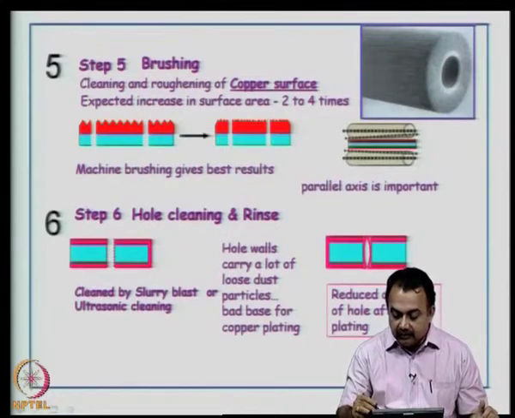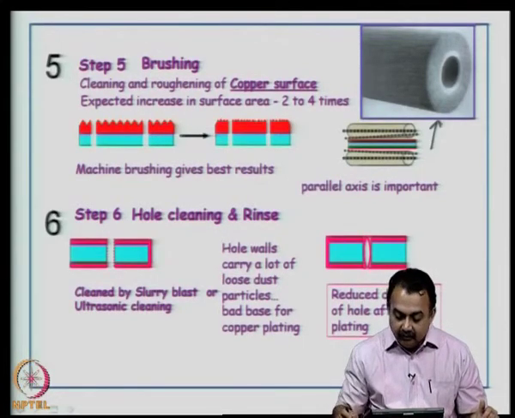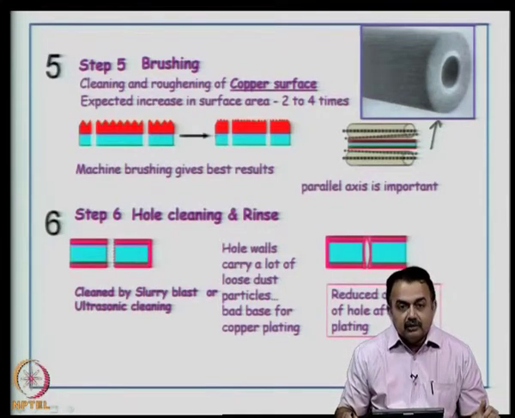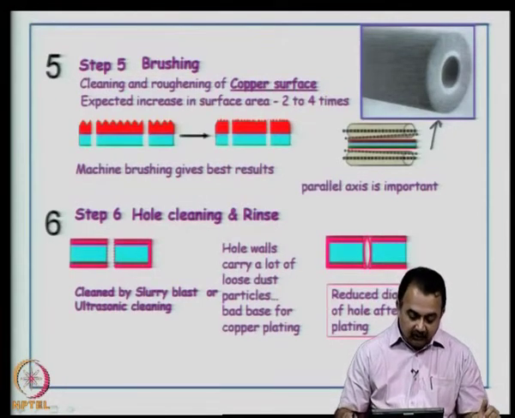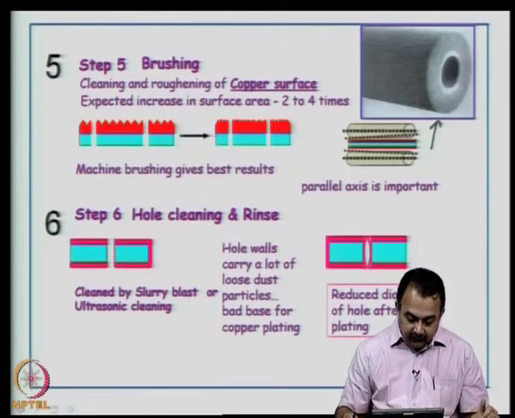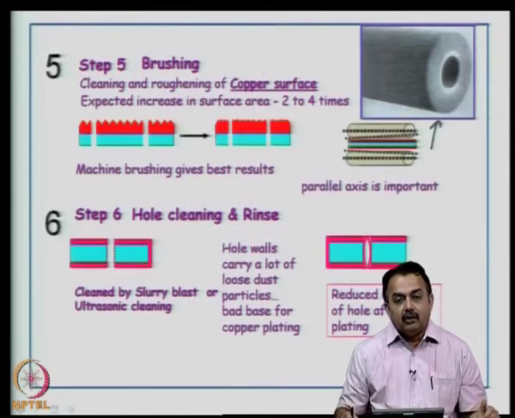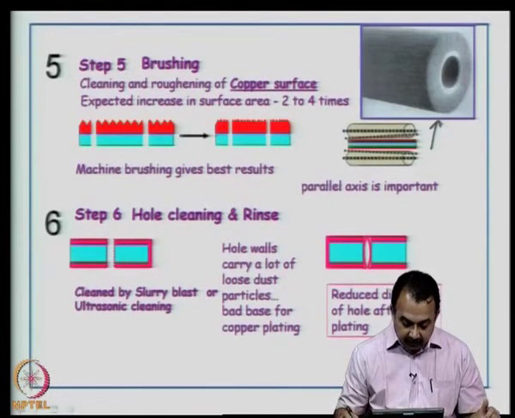Now, for this also you can use conveyorized machines. This is a photograph of a roller brush that is used to increase the surface area on the copper top and bottom surface in the case of a double sided board. The next step is the hole has to be cleaned to take up plating.